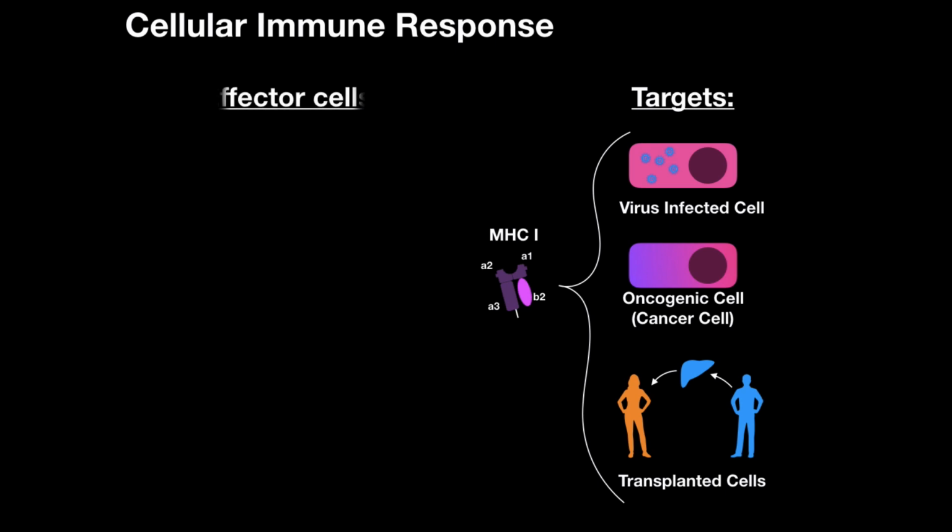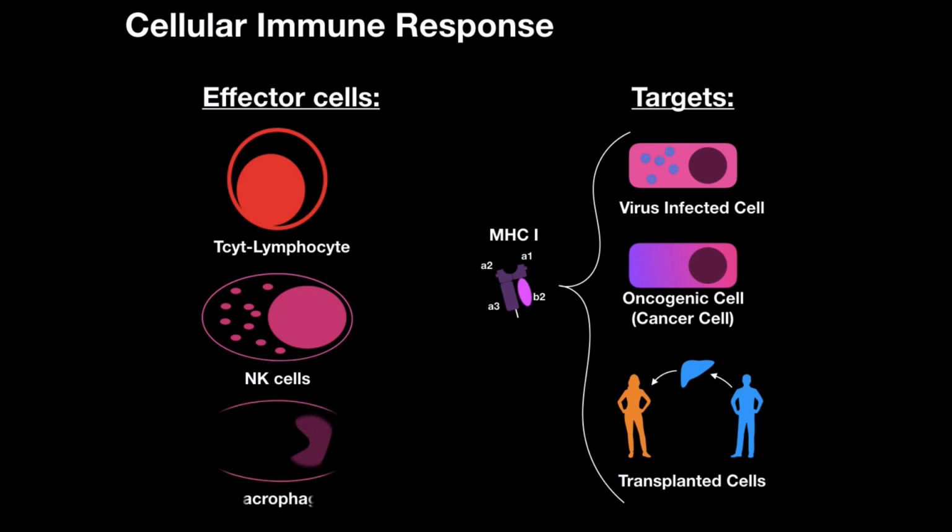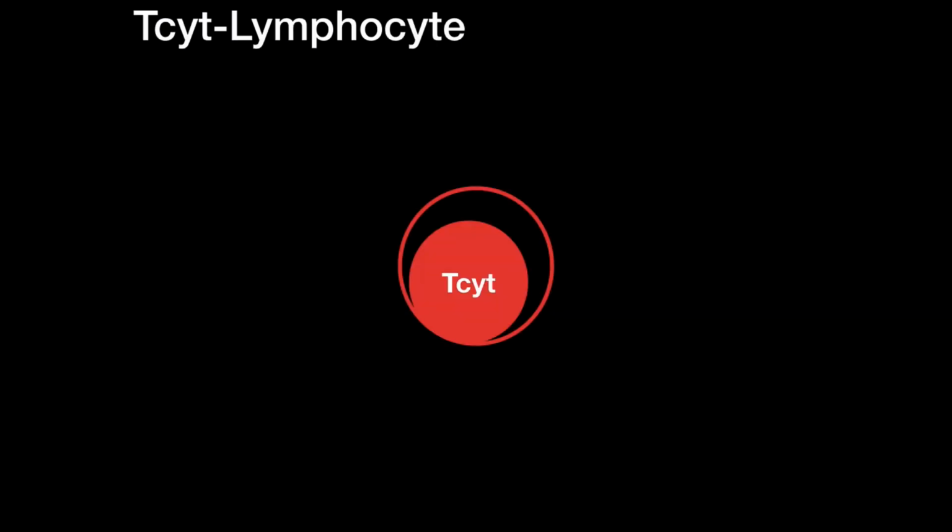Now, what cells are responsible to clean up the body from these cells? First one's obviously going to be T-Cytotoxic Lymphocytes. Natural killer cells are like the warriors of cellular immune response. Then we got macrophages. These guys are everywhere. So let's go through the mechanism of each of these to see how they work in the cellular immune response. We can start with the T-cytotoxic lymphocyte.